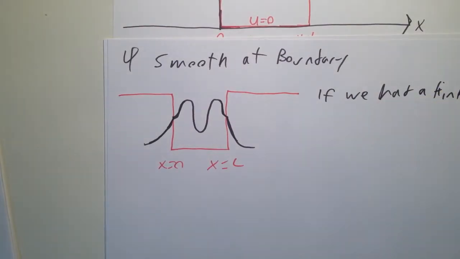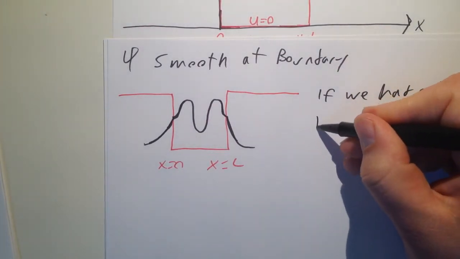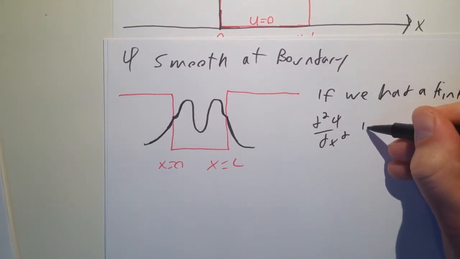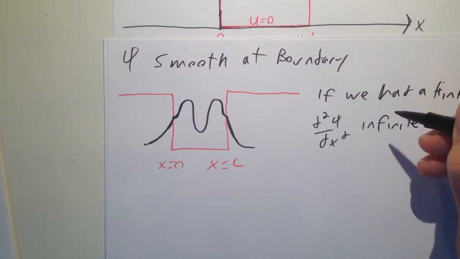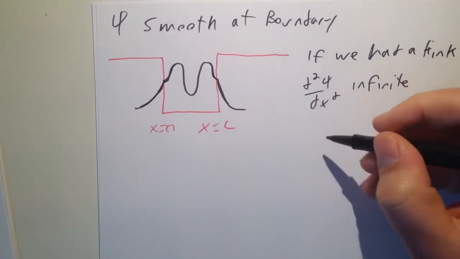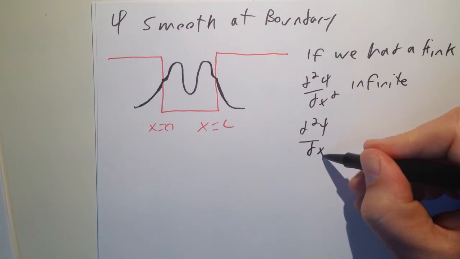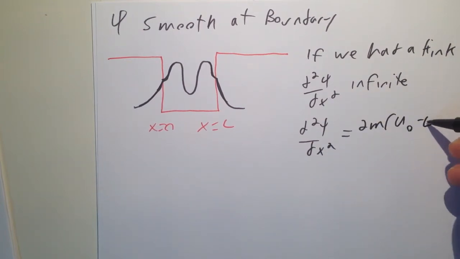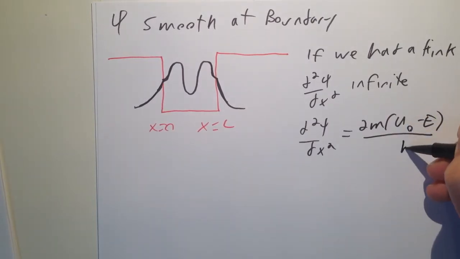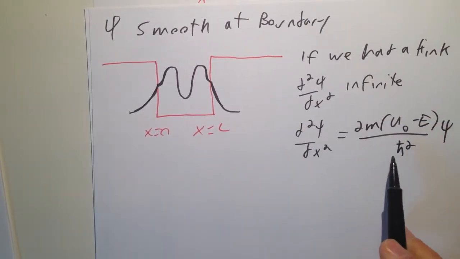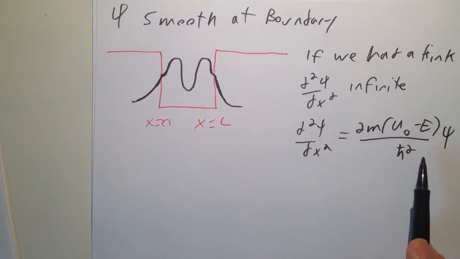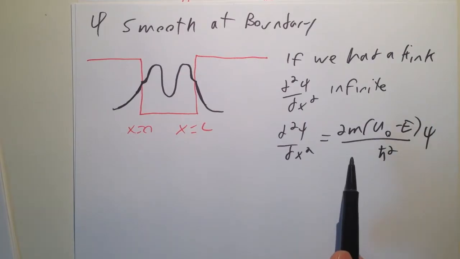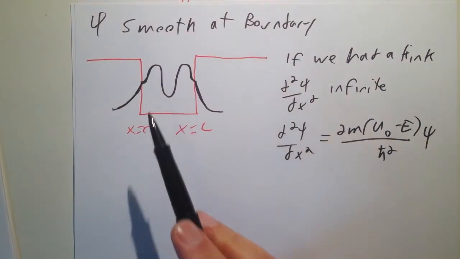a kink, right, means that the second derivative is going to be infinite. And what that would mean, again, if I wrote down my Schrödinger equation, this is the rearranged version we had earlier. Right? If this is infinite, that would mean our wave function is infinite. That doesn't make sense. This is some finite constant here. Just doesn't make sense. All right? So we can't have any kinks at the boundary.